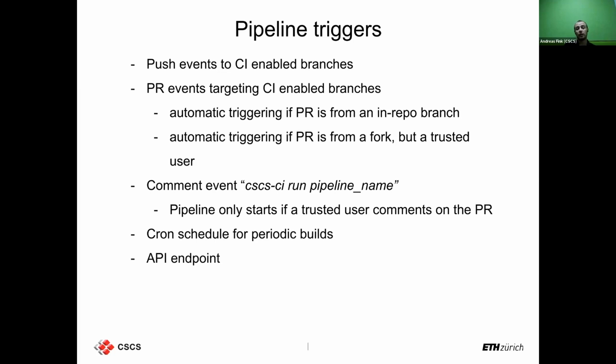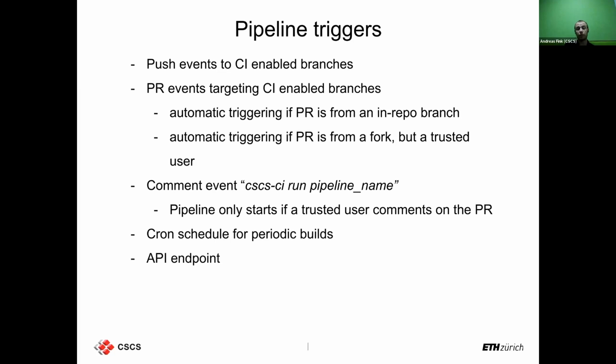If, for instance, somebody opens a PR from a fork and it was a non-trusted user, but you still want to run the pipeline, there is the option to drop a comment, "cscs-ci run", and then you can have multiple pipelines. So you can have the pipeline name there, which one you actually want to run. Again, this only would trigger the pipeline if the comment is from a trusted user.